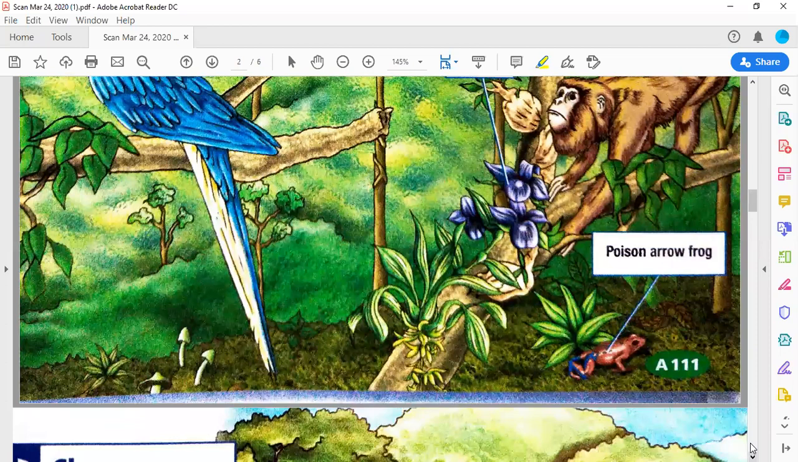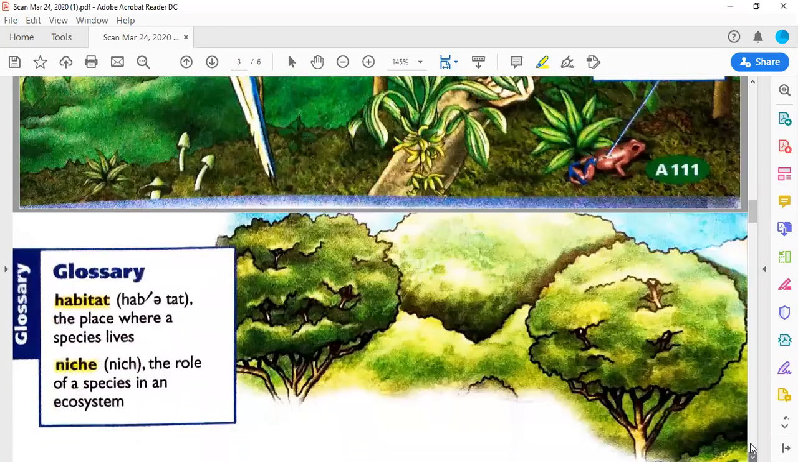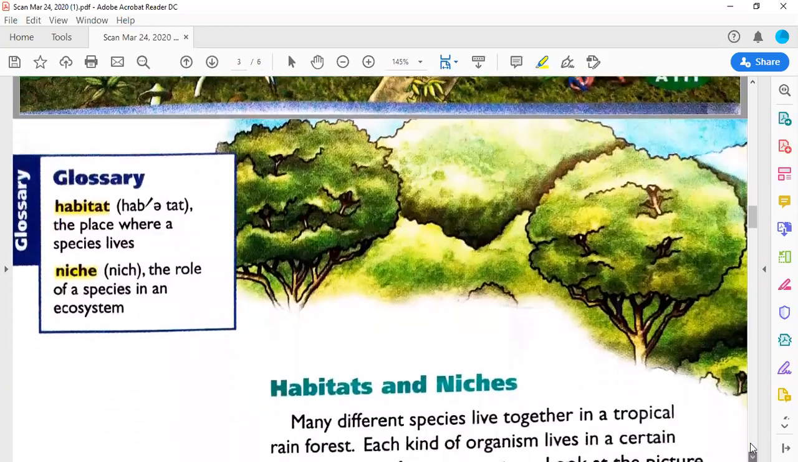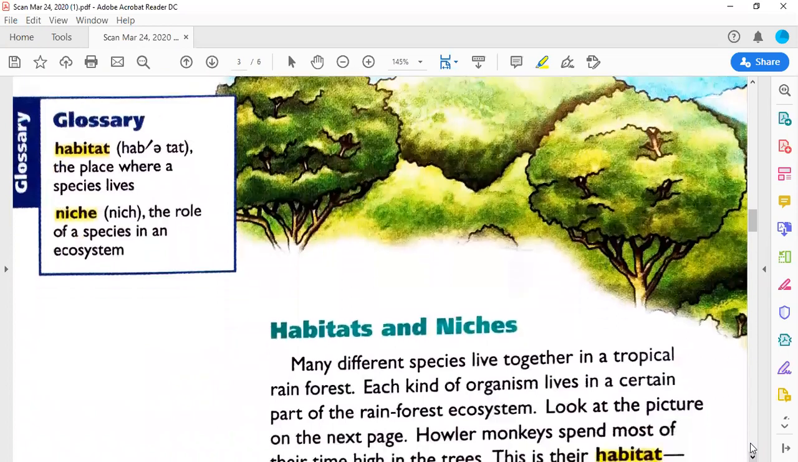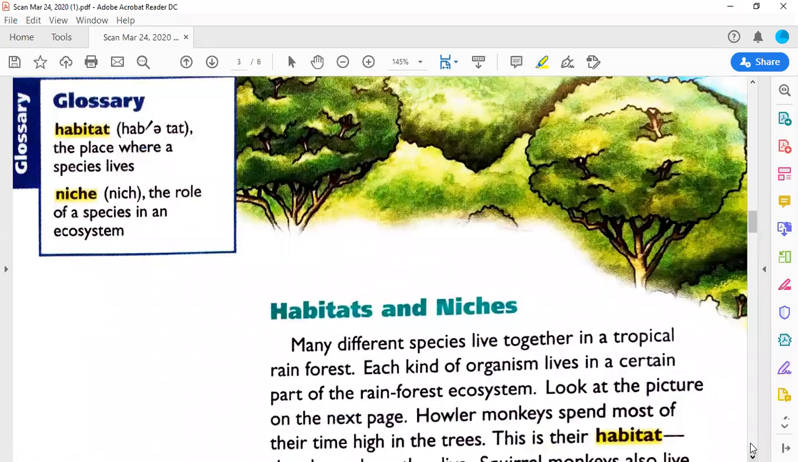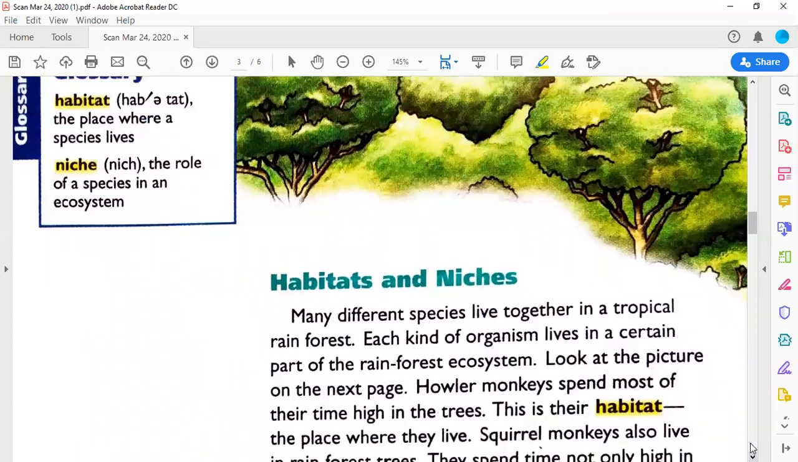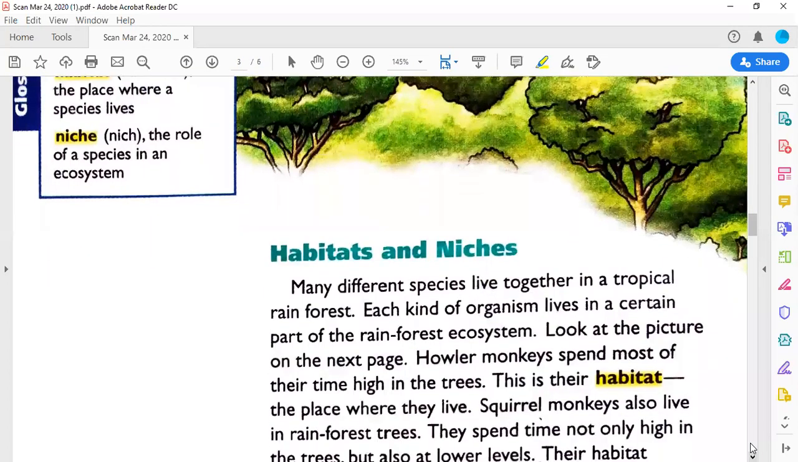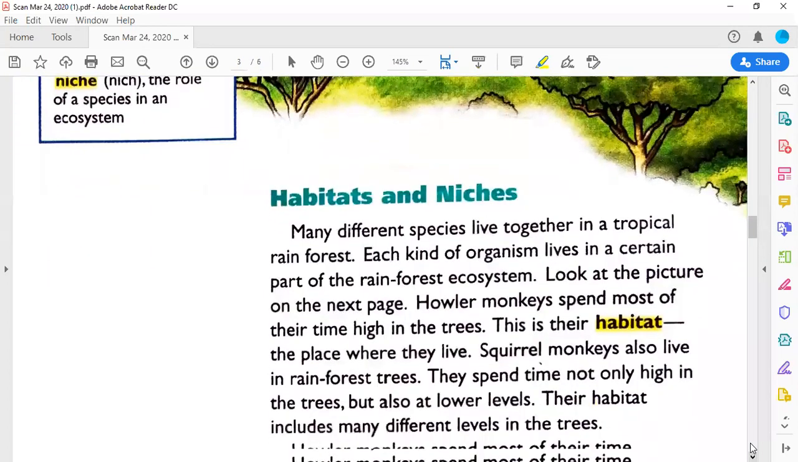Okay, let's continue. We have two more vocabulary words, habitat and niche. A habitat is the place where a specific species lives, and a niche is the role of a species in an ecosystem. Each species has its own role in each ecosystem, and that is called a niche. All right, habitats and niches.